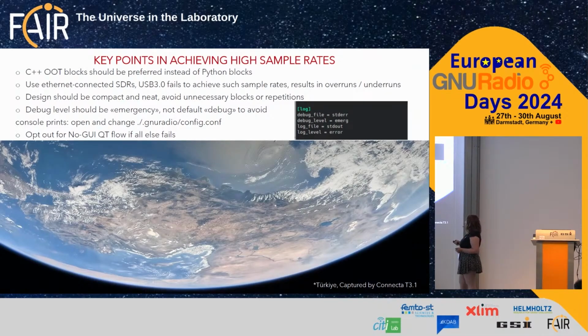Another important point is that there is a configuration file of GNU Radio, and it says the debug level. By default it's debug. It should be emergency, because when it's debug, it produces random informational output and prints it out to your console. It says, for example, CRC okay, CRC okay, CRC okay. I have 1,000 frames per second, so it slows down. If everything fails, just use no GUI.